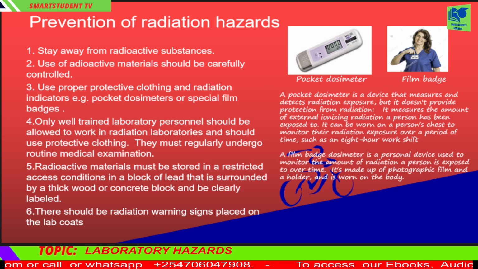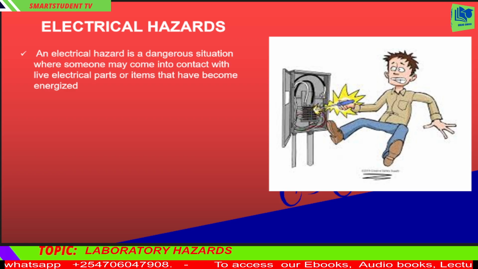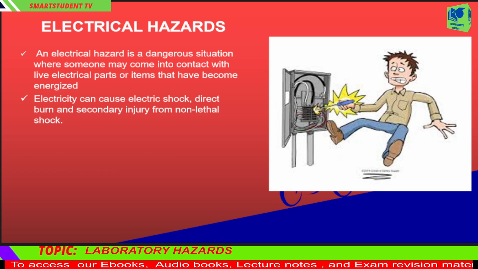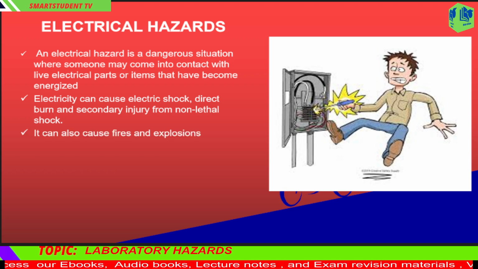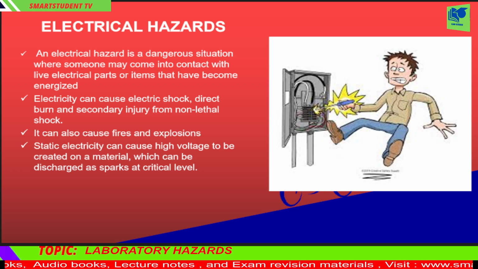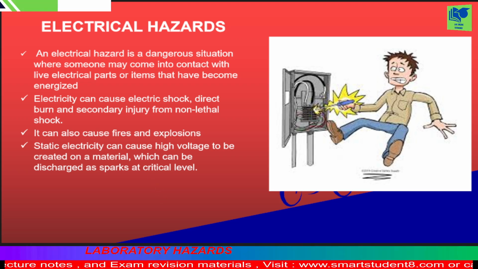5. Electrical hazards. Electrical hazards are hazards caused due to electricity. Electricity is the flow of electrons in a closed circuit. Electricity can cause electric shock, direct burns, and secondary injury from non-lethal shock. It can also cause fires and explosions. Static electricity is a form of electricity produced when electricity is displaced on the surface of a material. It occurs because of friction when two surfaces move over each other.